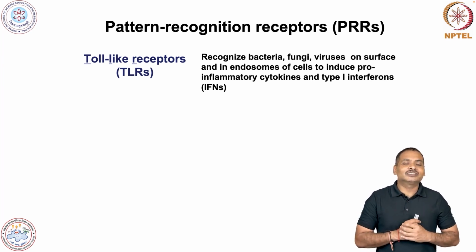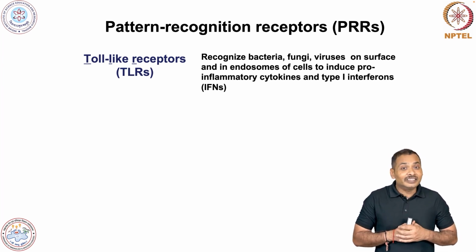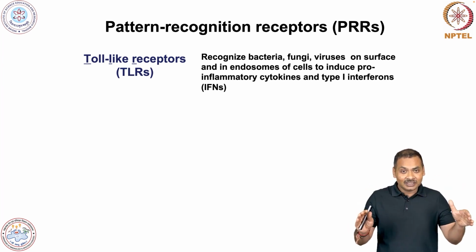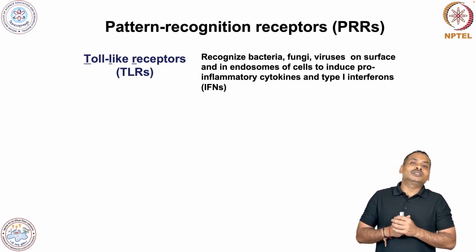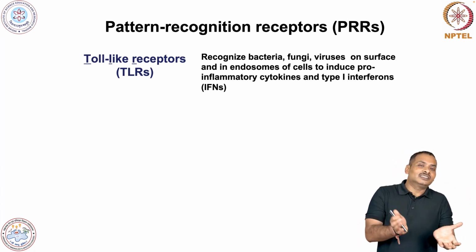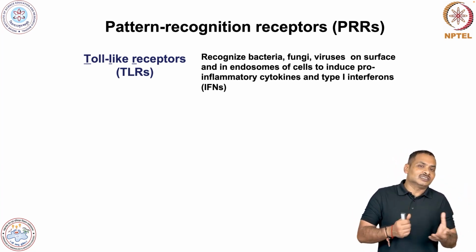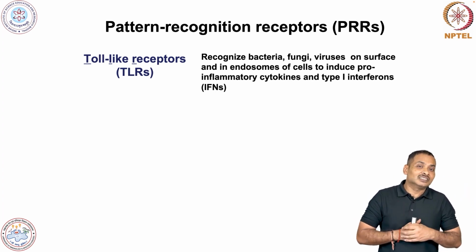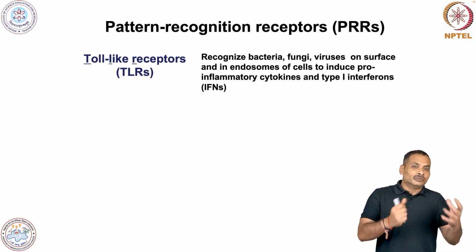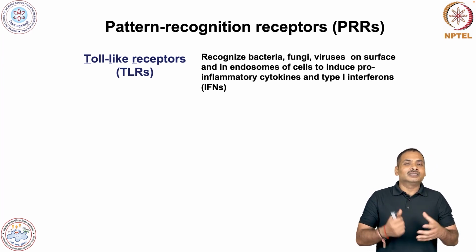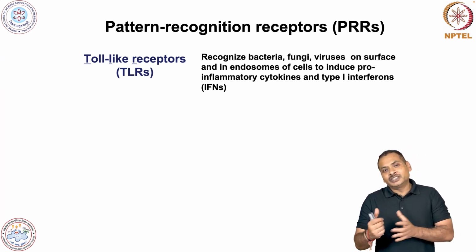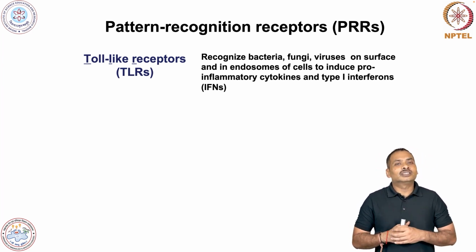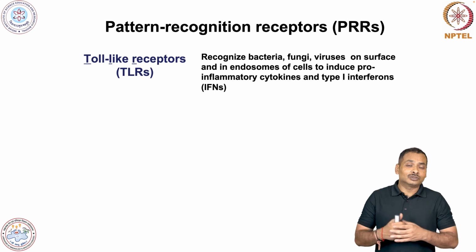the most interesting thing is that they recognize these entities on the cell surface, and they also recognize them inside the vesicles which are present inside the cells. We call it an endosome, and depending on the stage of this endosome, we can call it a phagosome, phagolysosome, and so on.